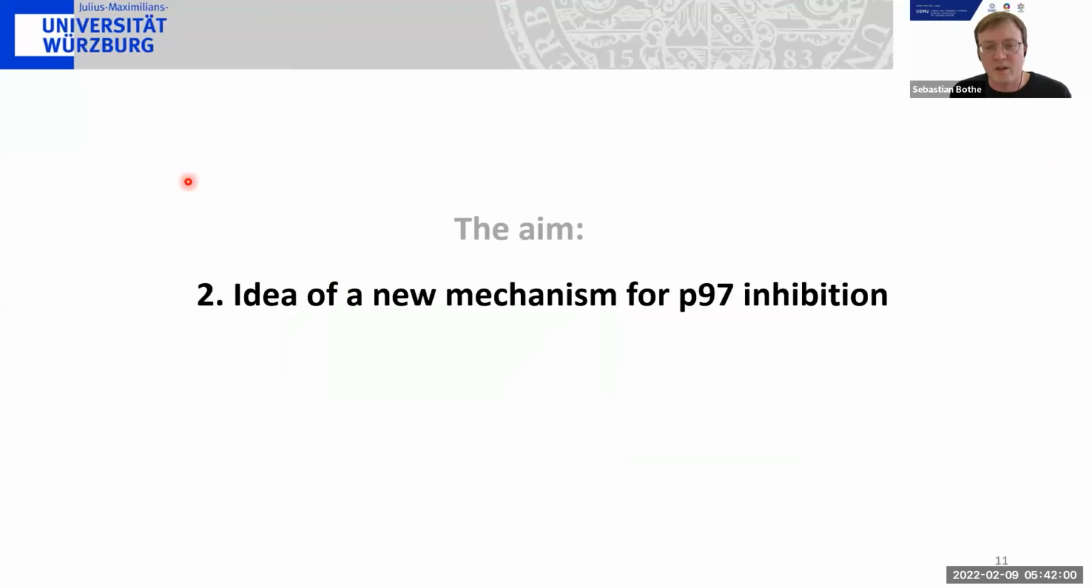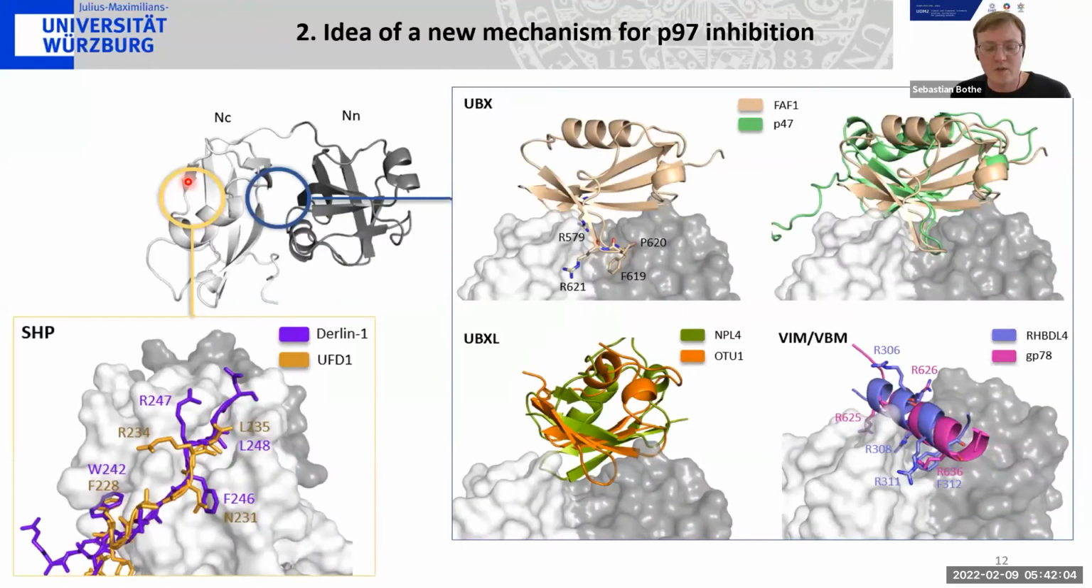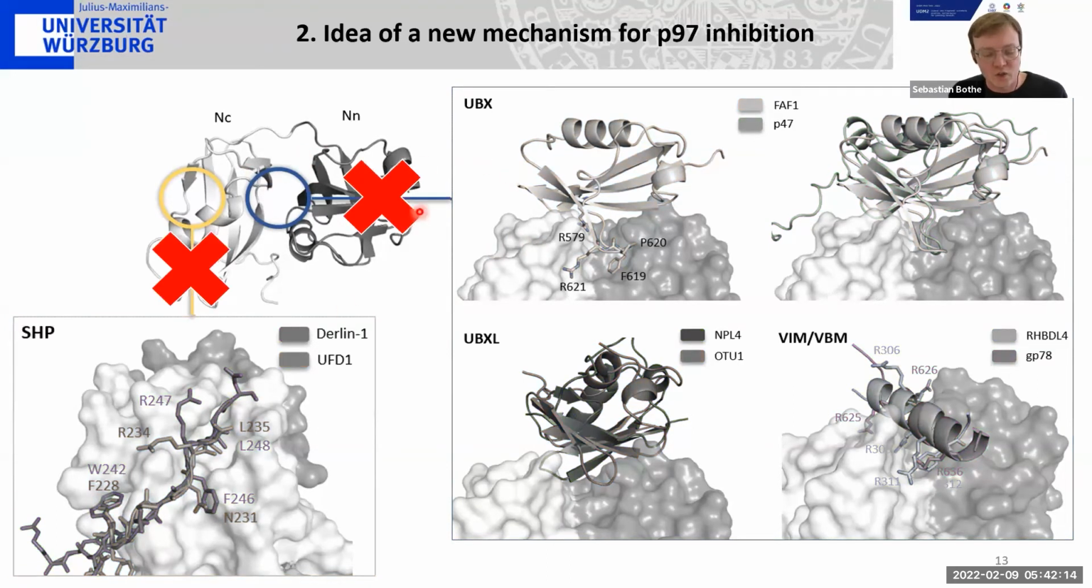So we want to design a new inhibitor class for P97. Our strategy is to design a protein-protein interaction inhibitor targeting the N domain of P97, which in the end should inhibit the cofactor binding to this N domain of P97. Why did we want to do that? Because we think that, in contrast to ATPase inhibitors, this strategy could achieve a more selective way of inhibition than shutting down the whole function of P97.